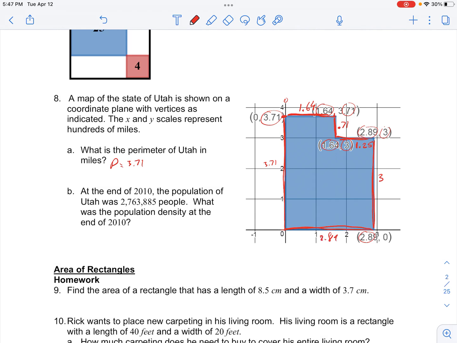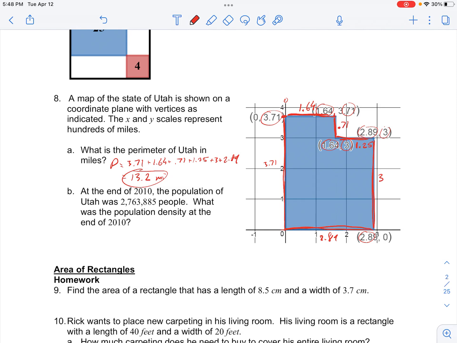So adding up all the sides, we have 3.71 plus 1.64 plus 0.71 plus 1.25 plus 3 plus 2.89 gives us a grand total of 13.2 miles as our perimeter.